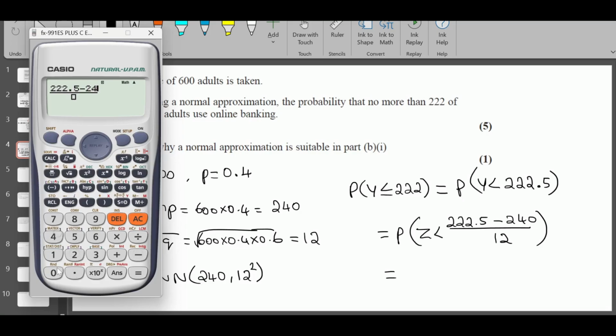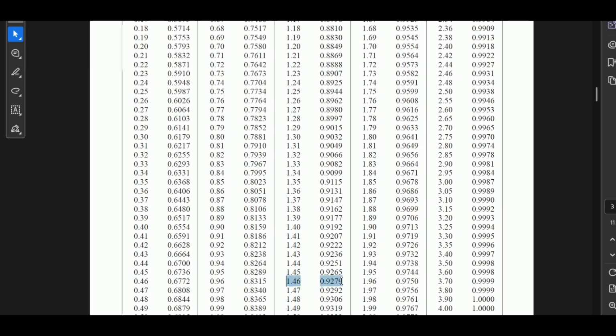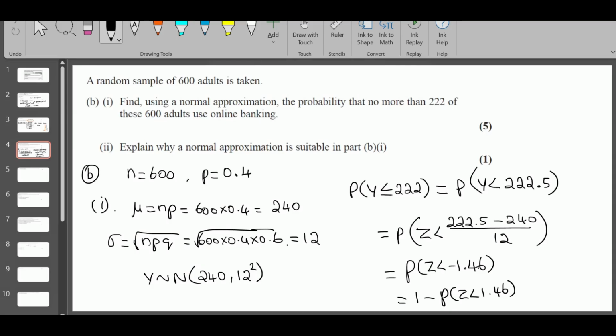222.5 minus 240 over 12. Sigma is just 12. That's minus 1.46. So P of Z less than minus 1.46 is the same as 1 minus P of Z less than positive 1.46. Let's look at the table value for positive 1.46. 1.46 is here, the value is 0.9279. So it's going to be 1 minus 0.9279. So the final answer is 0.0721. That's the final answer.